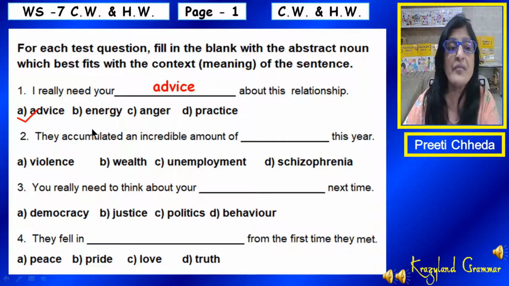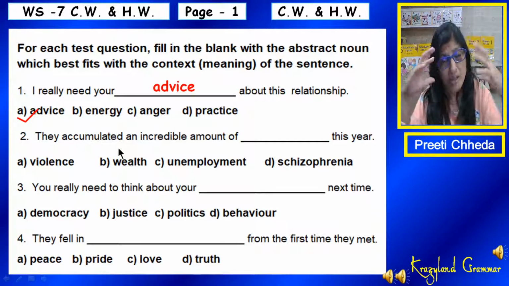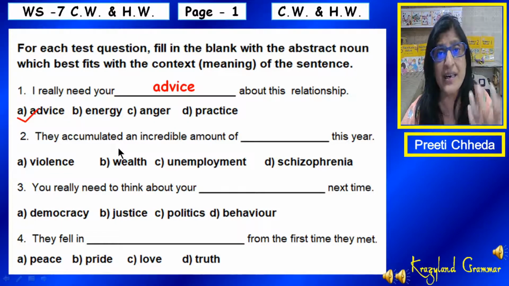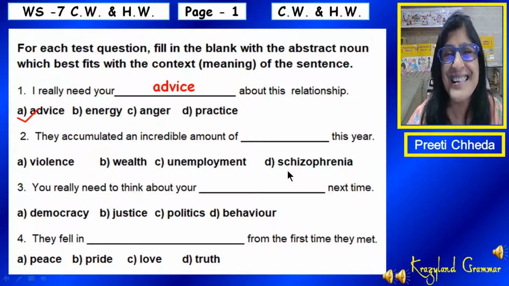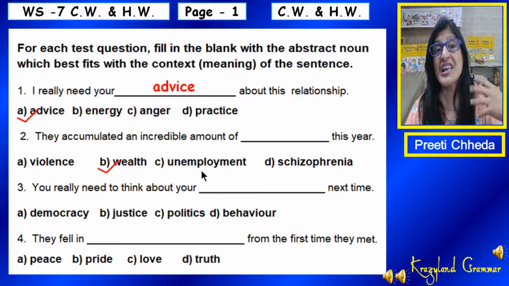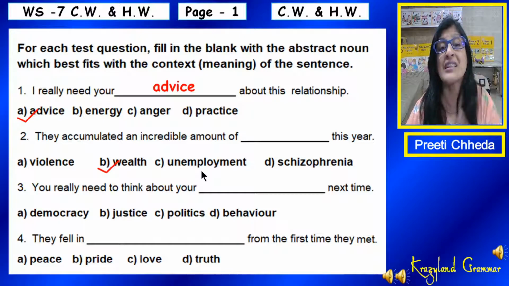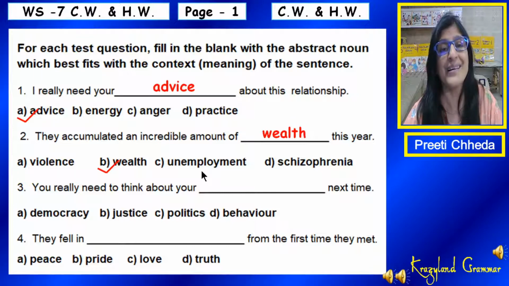Now what did they accumulate, an incredible amount, मतलब बहुत सारे. तो what did they accumulate, क्या जमा किया? Violence, wealth, unemployment or schizophrenia? Correct. So the answer is wealth. They accumulated an incredible amount of wealth this year. So you need to tick mark and write the answer.